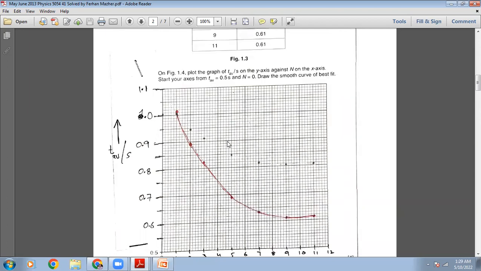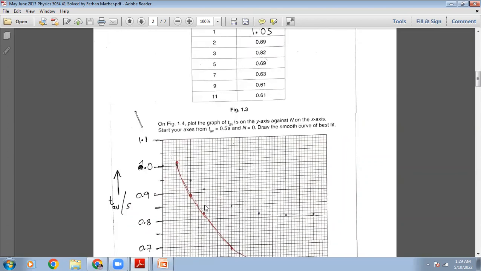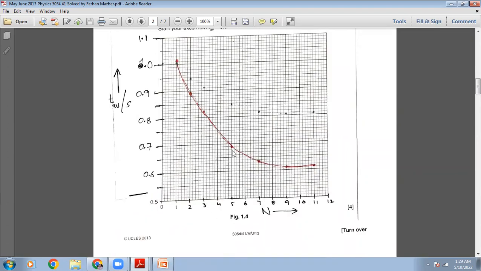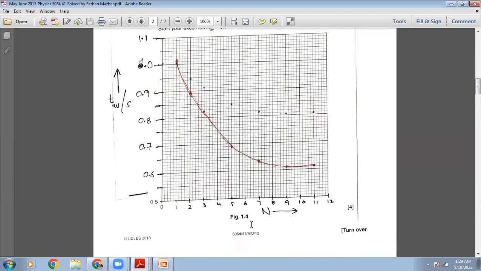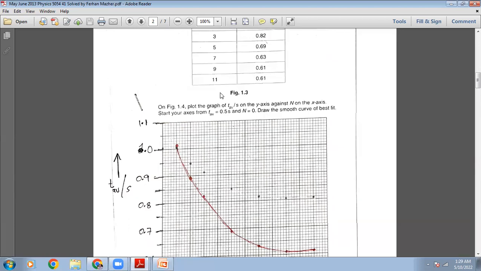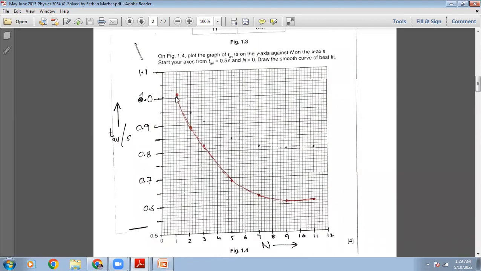At 3, 0.82. At 5, you have 0.69. This is the point. And at 7, you have 0.63, this point. And at 9, it is 0.61. At 9, you have 0.61. And at 11, 0.61. So this point is not here. This point is basically here.